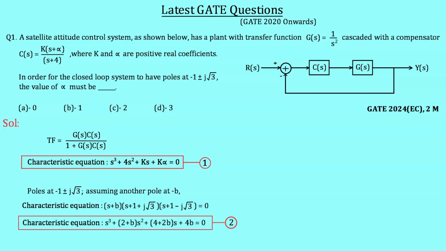Now we have to simply compare the coefficient of different powers of s in the two different characteristic equations. By doing that, we will get three equations: 2 + b = 4, 4 + 2b = k, and 4b = kα. Solving these equations, you can easily find the value of alpha, which will come out to be equal to 1.